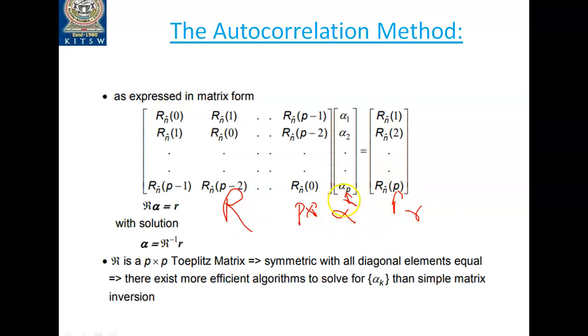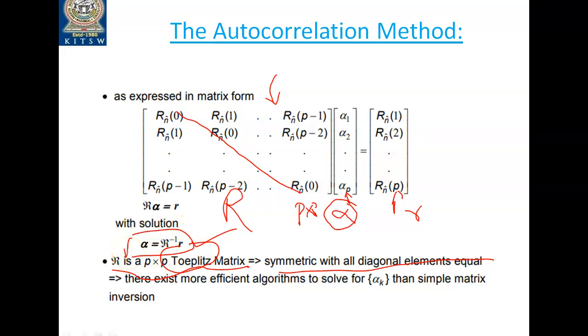But what is our agenda? We need to compute the value of alpha, right? So by using simple matrix inversion it is also possible, that is alpha equals R inverse r. But when you observe this matrix carefully, all the diagonal elements are the same. So that is why R is a P cross P Toeplitz matrix. The Toeplitz matrix is nothing but a matrix which is symmetric with all diagonal elements equal. This is simple, but it is actually very complex. When you want to apply the matrix inversion, it is very complex.